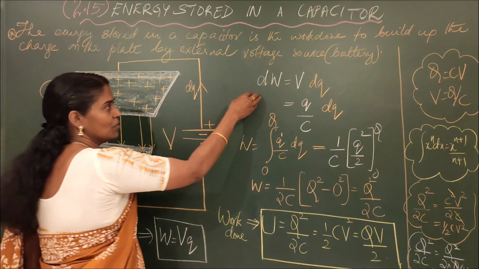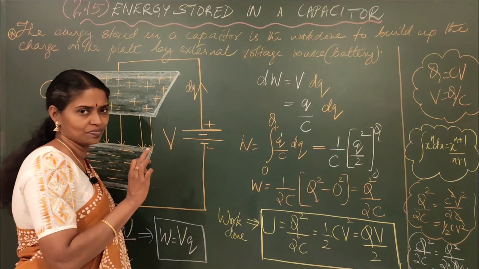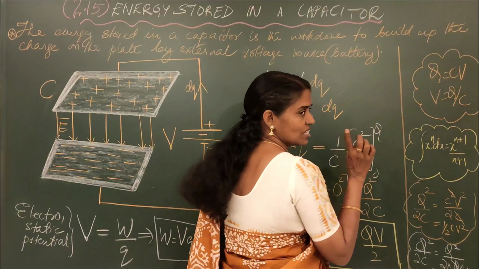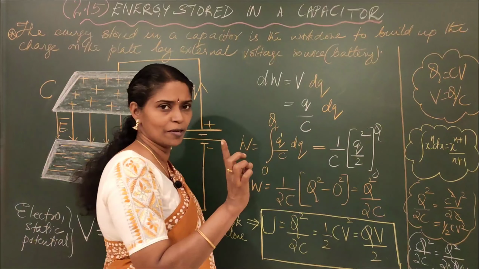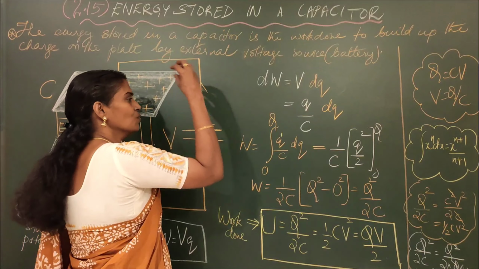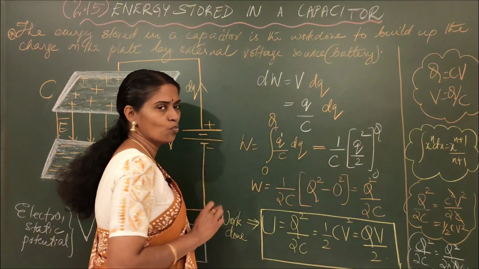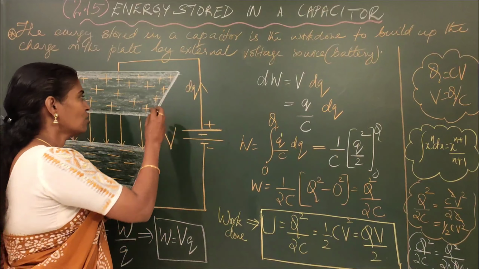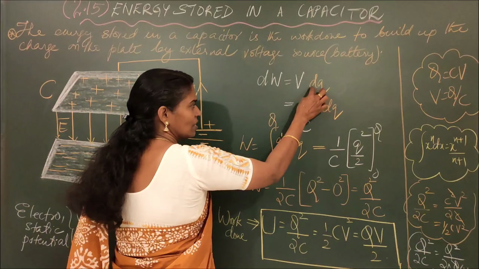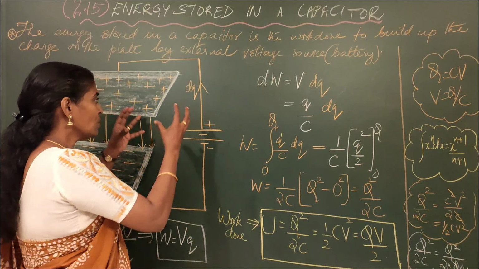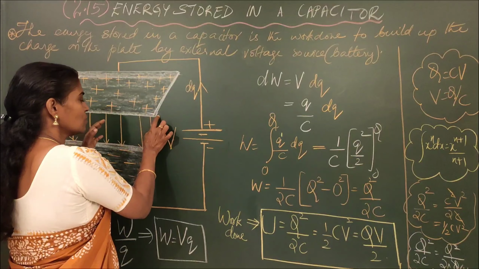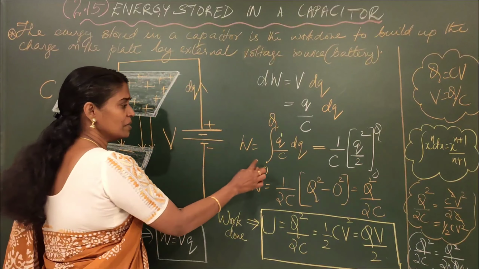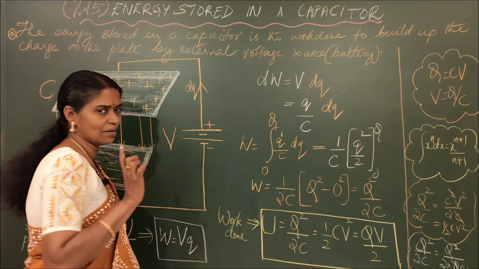So dW is equal to V dq. And you know the equation regarding capacitance and q is Q equal to CV, therefore V is equal to Q by C. Now suppose you are putting a charge q, what is the potential therefore? Q by C. And what will be the total work done? In order to put a charge dq, this is V dq. So to put the whole charge from 0 to Q, initially it was 0, finally it is Q. So integral dW within the limits 0 to Q, that is known as W.